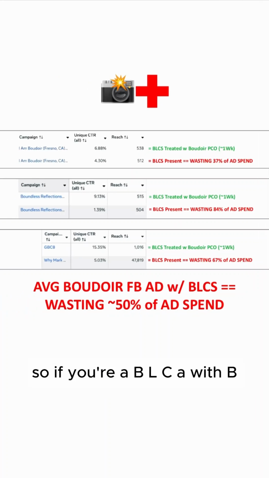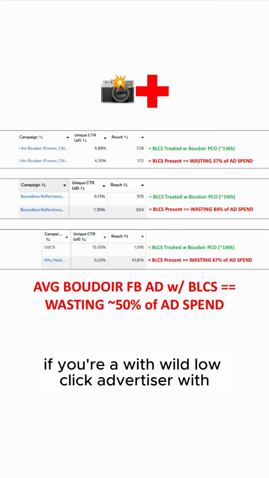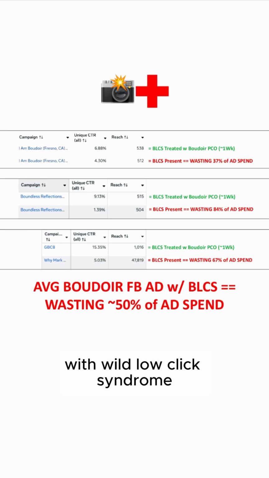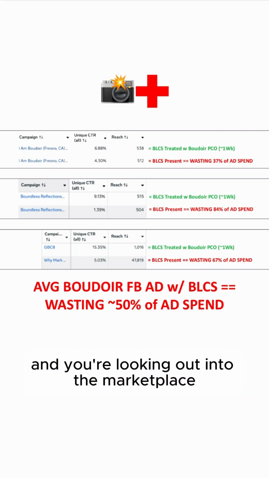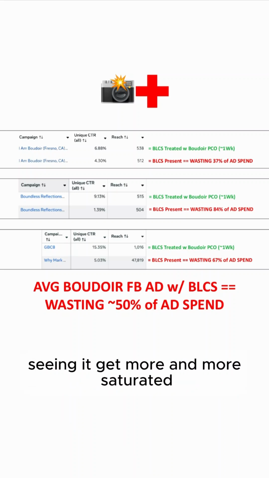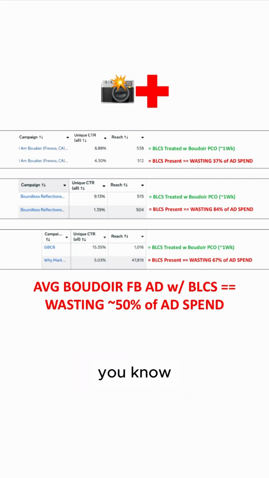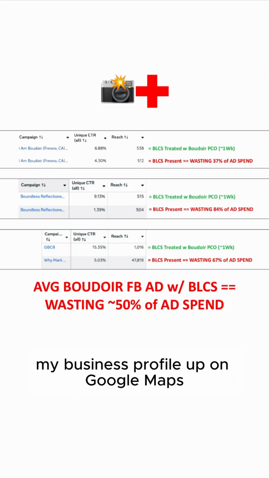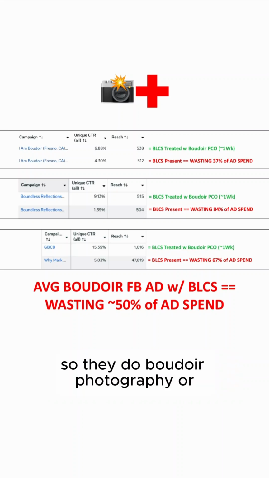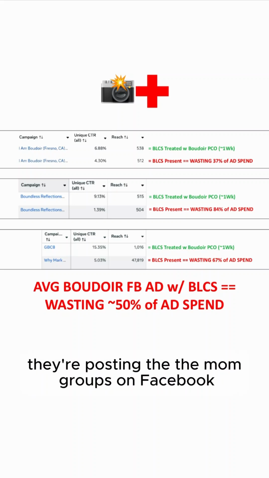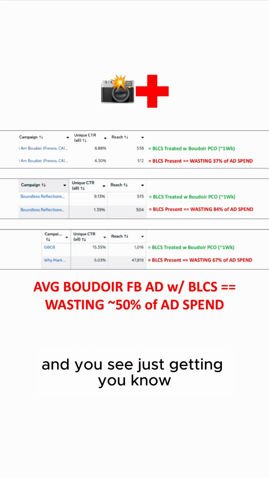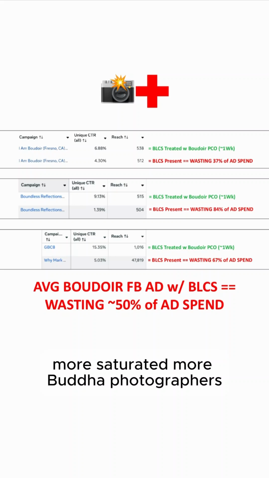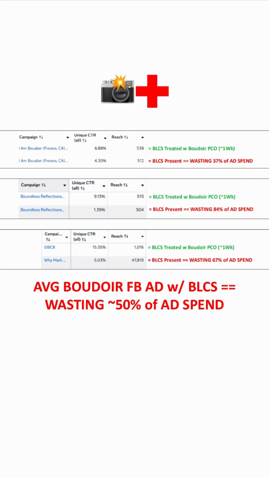So, if you're a BLCA with BLCS, if you're a Boudoir low click advertiser with Boudoir low click syndrome, and you're spending more than 10 grand a month on Boudoir Facebook ads, and you're looking out into the marketplace, seeing it get more and more saturated. It seems like when someone gets a new iPhone, every single day, someone's throwing up a new Google My Business profile on Google Maps, saying they do boudoir photography, or like a new camera, they're posting in the mom groups on Facebook saying they do boudoir photo shoots. And you see it's just getting more and more competitive, more saturated, more boudoir photographers. And you're seeing inflation, cost of living rise.